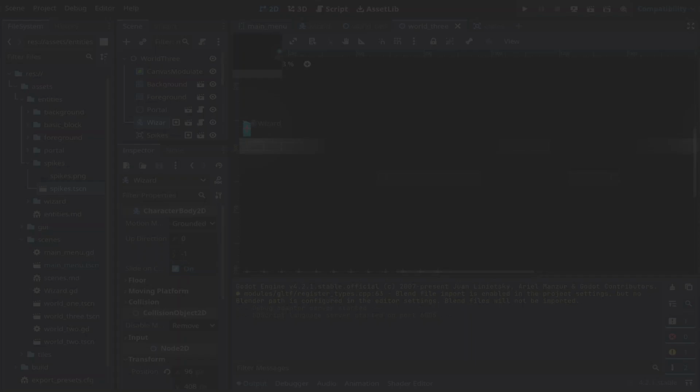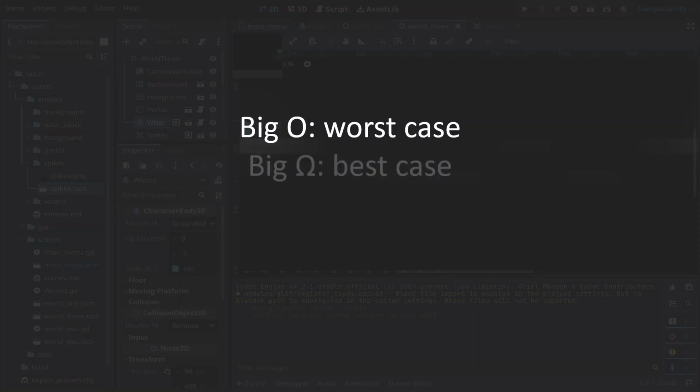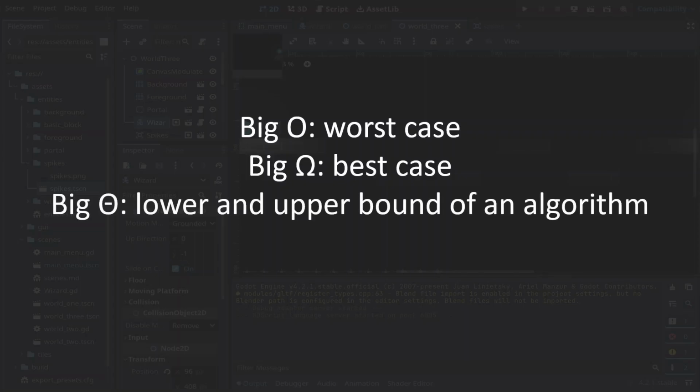So initially, we have what this notation is named after, which is big O itself. Now, big O is generally the worst case scenario for the algorithm. What is the worst possible space and time complexity that the algorithm could take? From there, we then have big omega, which is the opposite. What is the best case that the algorithm may take? From there, we then have big theta, which is the lower and upper bound of an algorithm. Sometimes this is used as an average of how the algorithm performs.